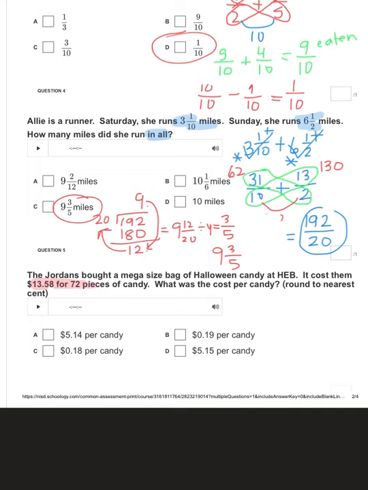We're going to go ahead and take our numbers, and that would be $13.58. We want the money over the candy. So that's going to be $13.58 over 72. You want your denominator to equal 1. So that means you're going to divide both by 72. So I'm going to take that 13.58 and divide it by 72.